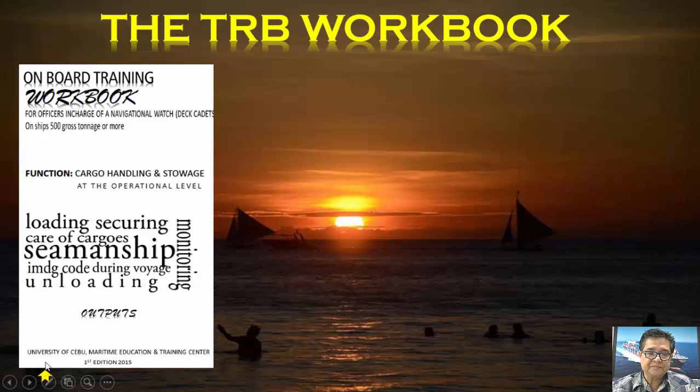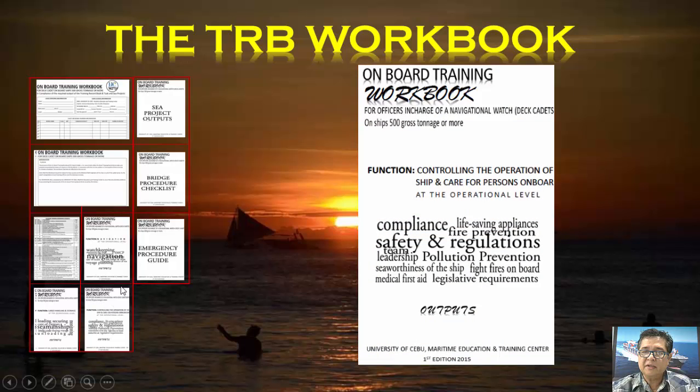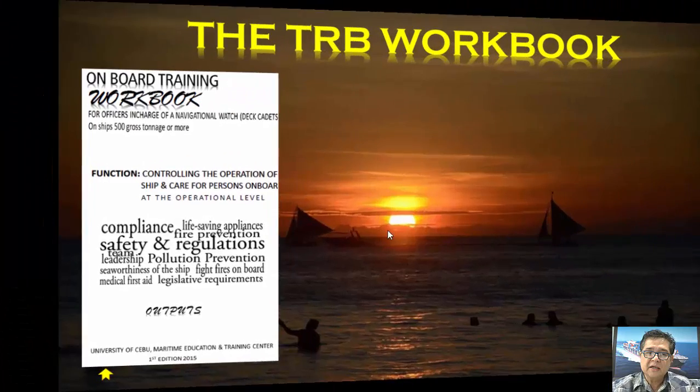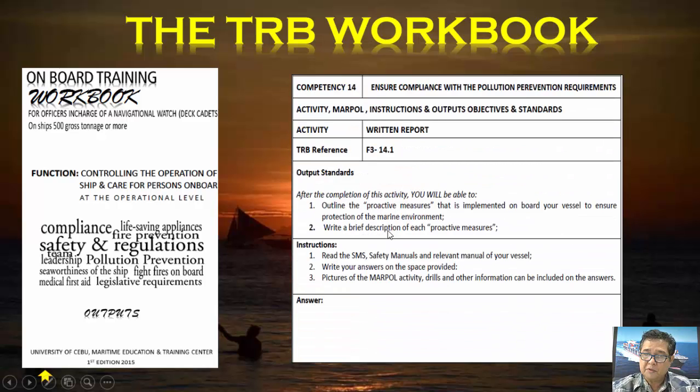Okay, so the next one is for the function controlling the operation of the ship and care for persons on board, with assignments. So just like the previous, there is a structured assignment. Okay. So first, a written report. Oh, this is the activity. A written report. This is the output. Output standard. After completion of the activity, you will be able to outline the proactive measures that are implemented on board your vessel to ensure protection of the environment. Write a brief description of its proactive measures. So the same.